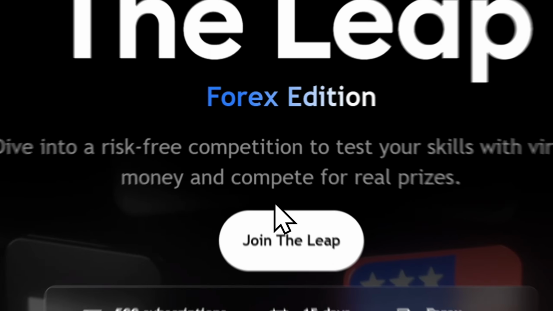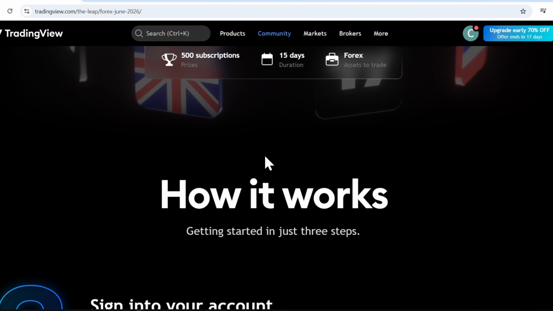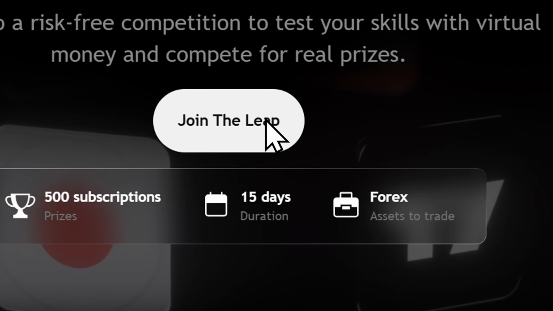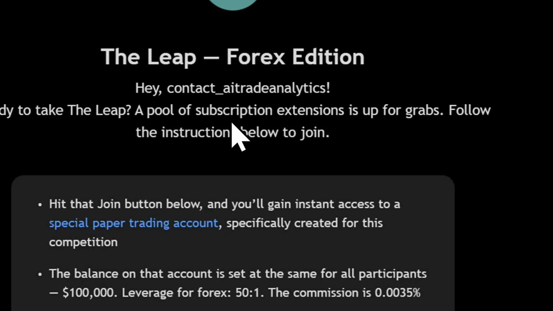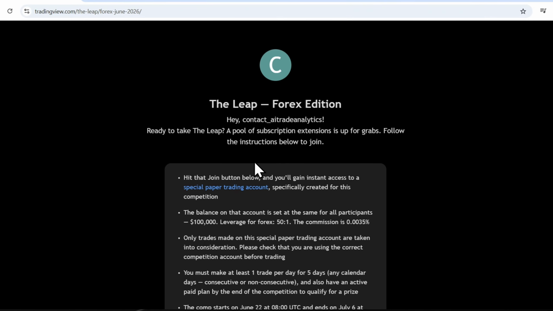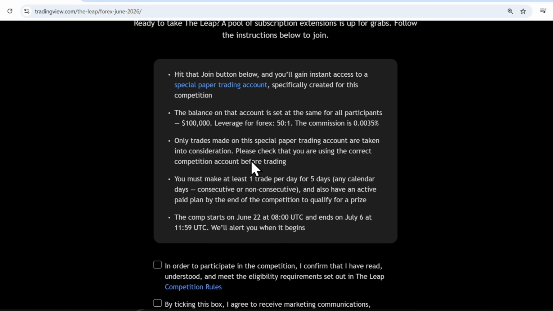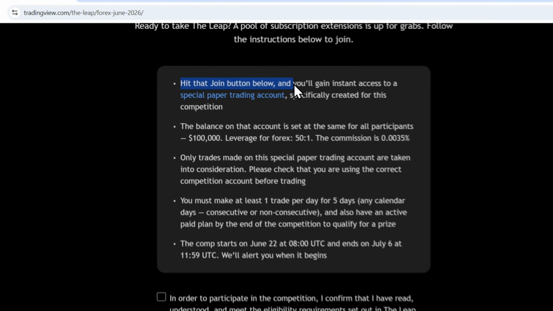However, there's an important detail many beginners overlook. The competition doesn't simply reward aggressive trading. It rewards profitable trading. A trader who takes fewer high-quality trades can often outperform someone who constantly jumps in and out of the market. Keep that in mind throughout the event.